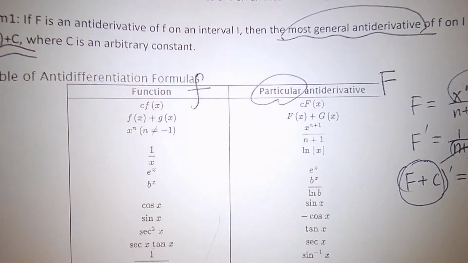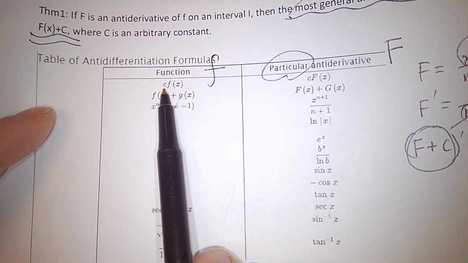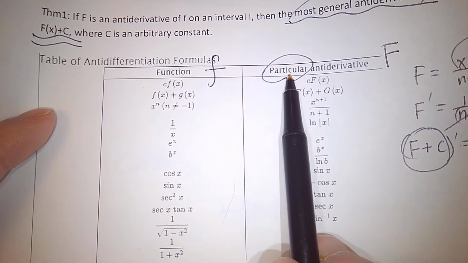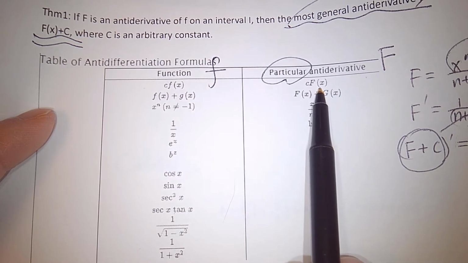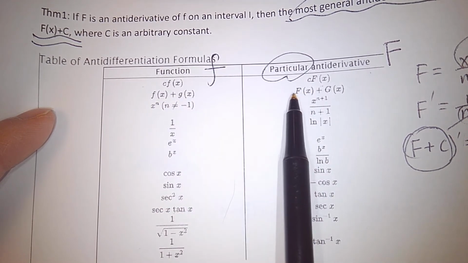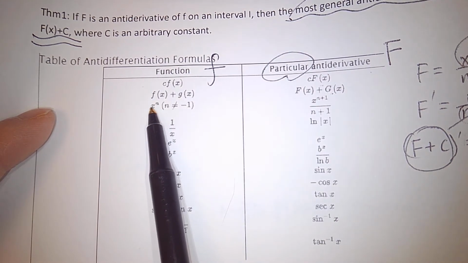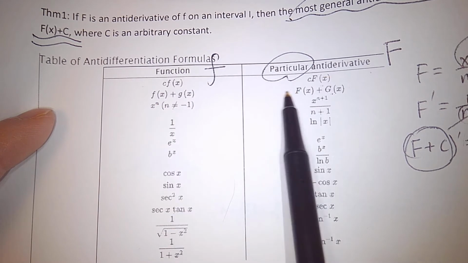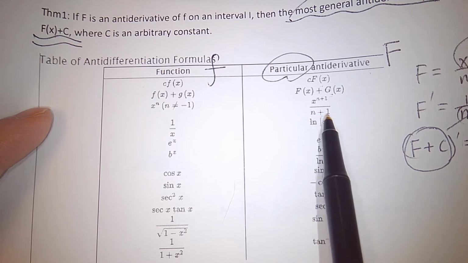Alright, and then this table is telling us, okay, if we have a function c times lowercase f, then the particular antiderivative will be c times capital F. Okay, f plus g, capital F plus capital G. Here we did this one. Okay, if a function equals x to the nth power, the antiderivative will be x to the n plus 1 over n plus 1. We just proved it.